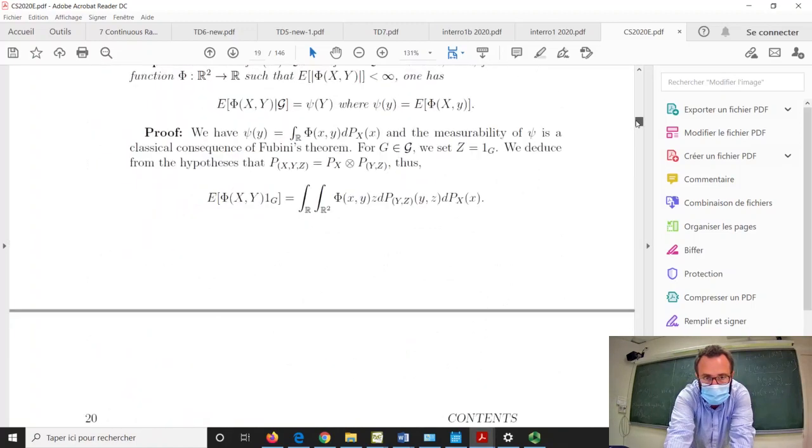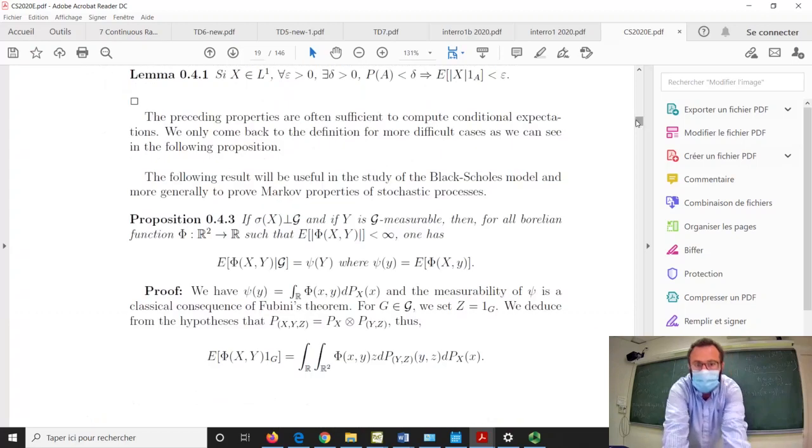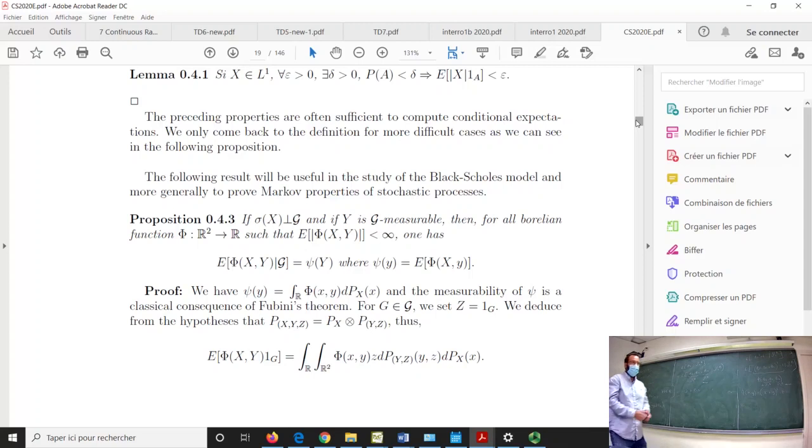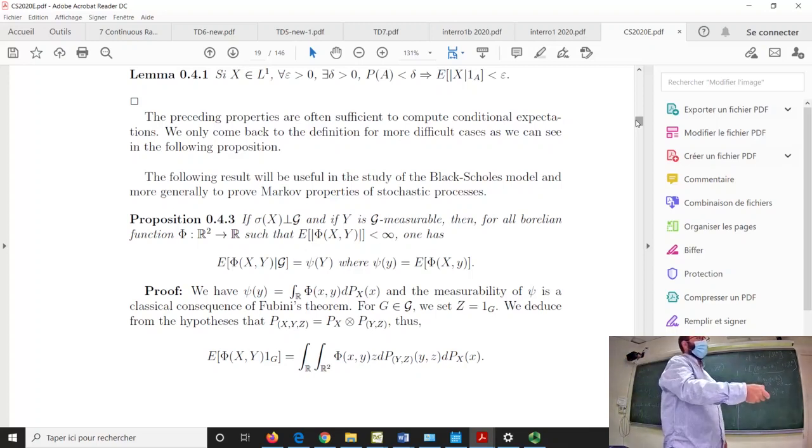Where it was, this one. Proposition 0.4.3. I have said to you that I will use this proposition a lot of times, but now it's one time. I have a part that is independent, a part that is measurable. So if you come back to this one, X is independent of G, Y is G measurable. I compute the conditional expectation with respect to G. It's exactly my thing here.